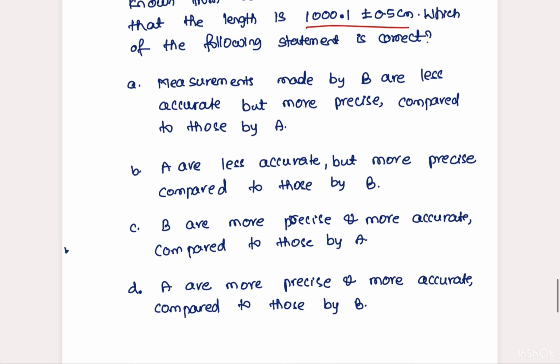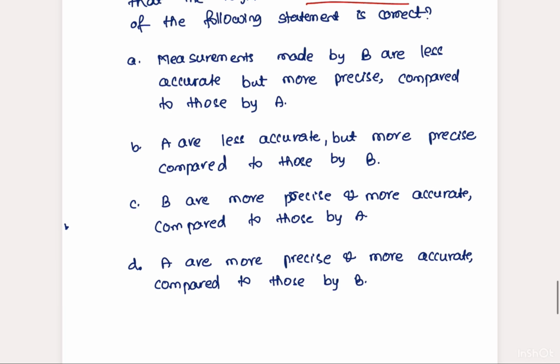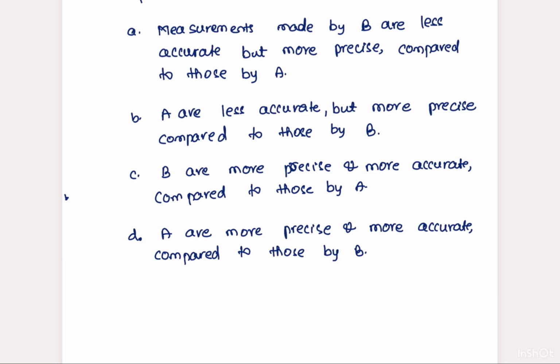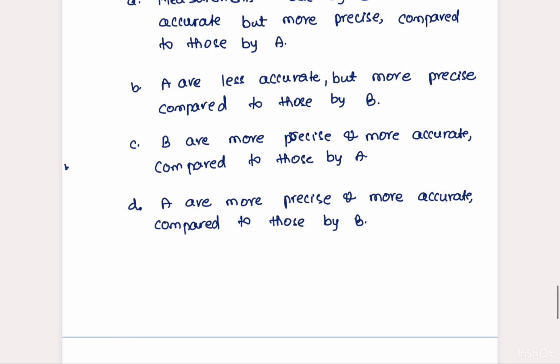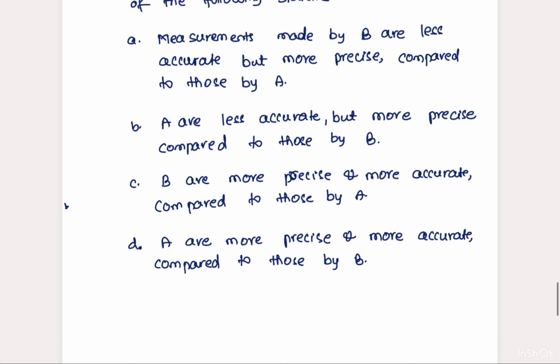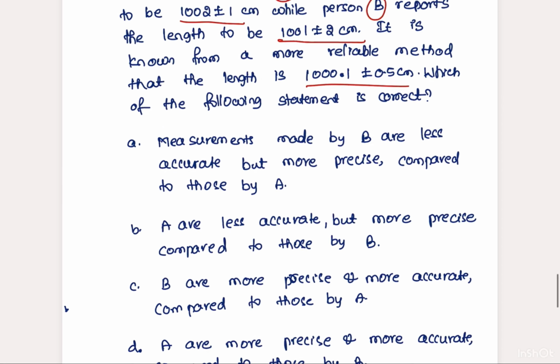Option 1 says measurements made by B are less accurate but more precise compared to those by A. Option 2: measurements made by A are less accurate but more precise compared to those by B. Option C: measurements made by B are more precise and more accurate compared to those by A. And option D is measurements made by A are more precise and more accurate compared to those by B. So we have to compare accuracy and precision between A and B, and first see how to do that.